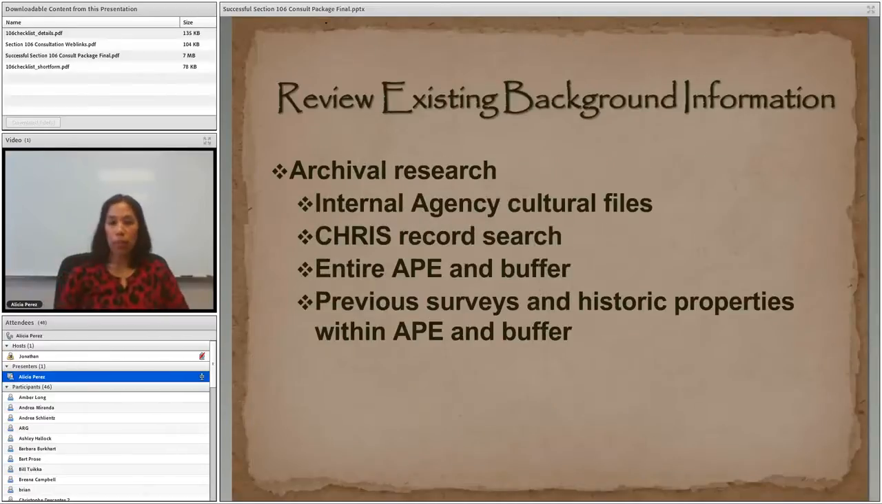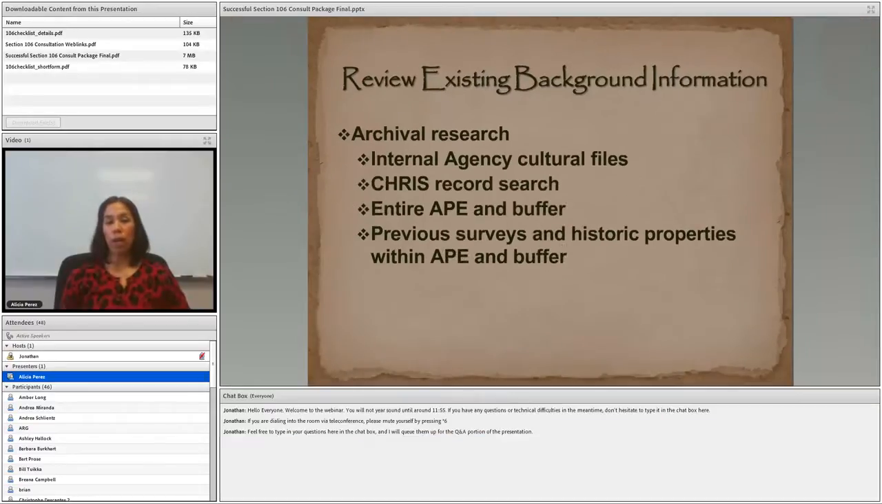So one of the steps in the identification of historic properties is reviewing existing background information. You want to describe all archival research that you conducted. So for instance, are you consulting internal agency cultural files? Have you consulted CRIS record search? Was the entire APE part of your archival search? Was there a buffer? What was the buffer?